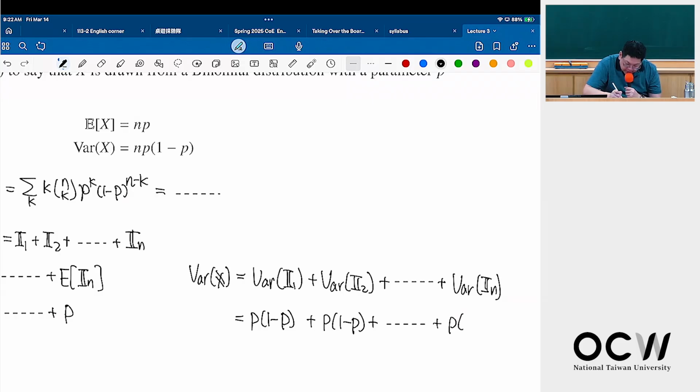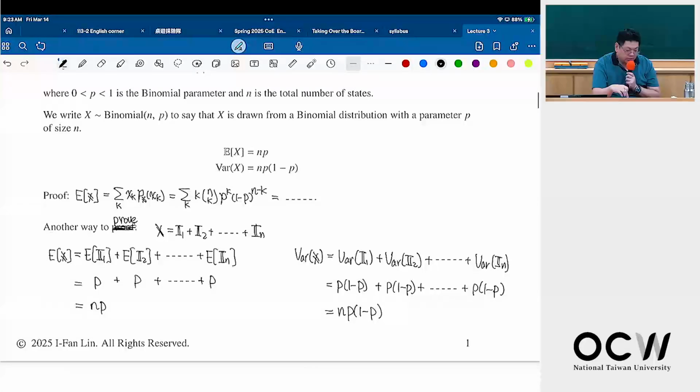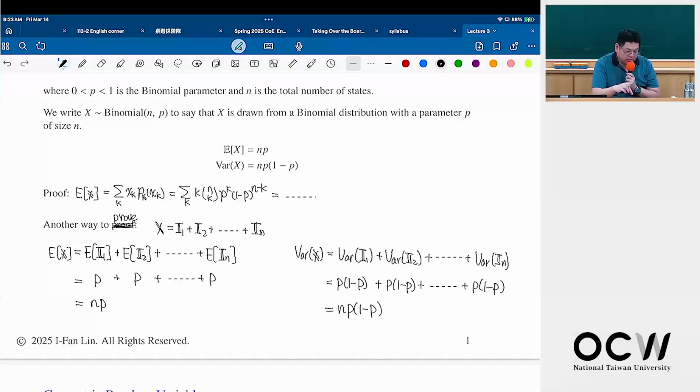Then I have n times this p times 1 minus p. So np(1 minus p). Okay, so now the next one, geometric random variable.